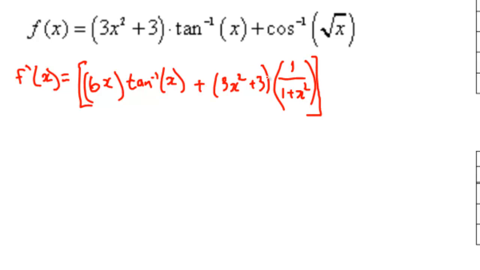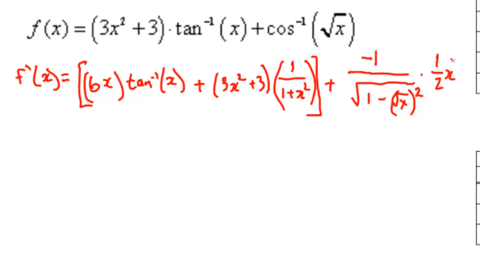So there's the derivative of the first part, plus the derivative of cosine inverse of root x. Well, derivative of cosine inverse is going to be negative 1 over root 1 minus root x squared, or just x if you rather, multiplied by the derivative of root x, which is going to be a half x to the minus 1 over 2. Lots of little simplifications you can do there. Again, I'll leave that to you.